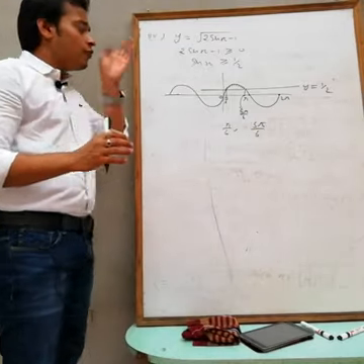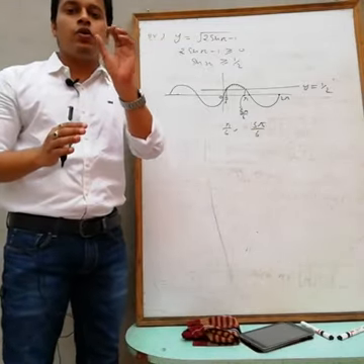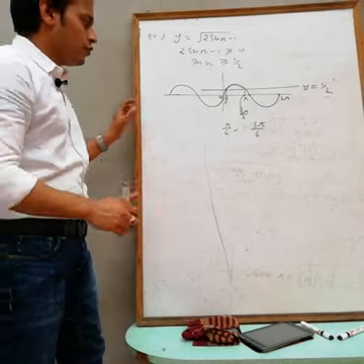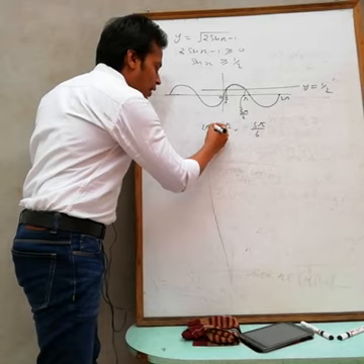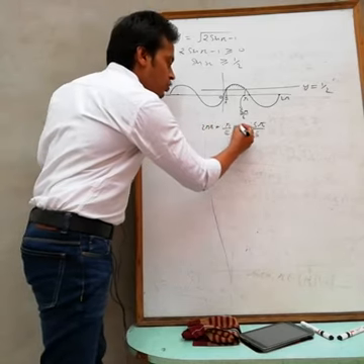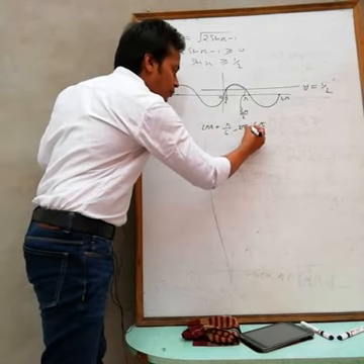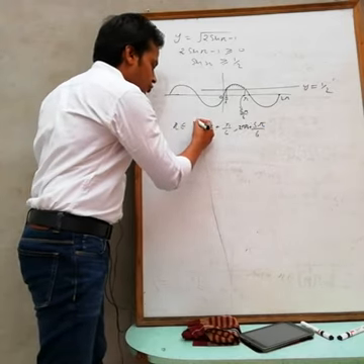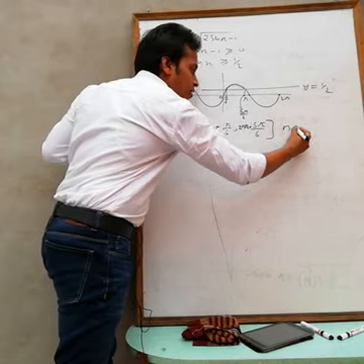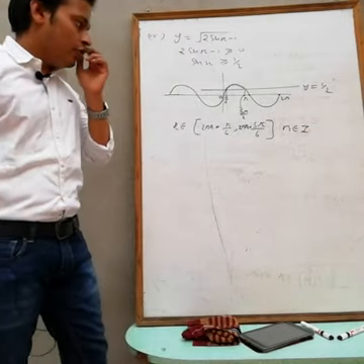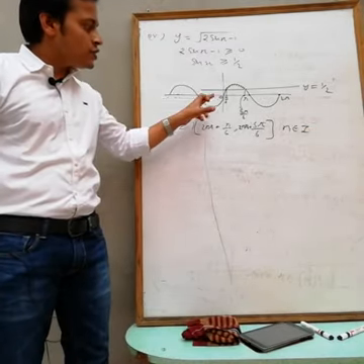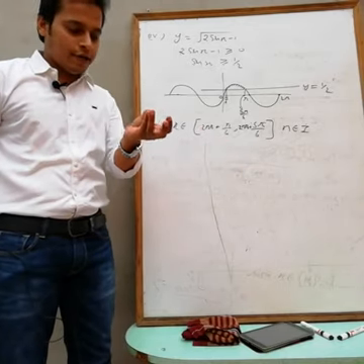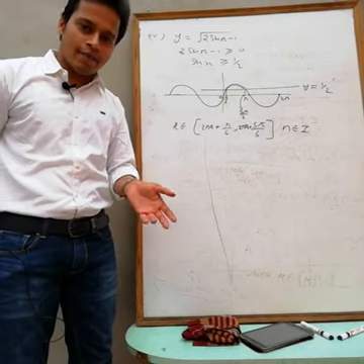Now the period of sine x is 2 pi. So add 2n pi in both. So 2n pi plus pi by 6 to 2n pi plus 5 pi by 6. This is the domain where n belongs to integers. If the period is 2 pi, then add 2n pi. If the period is pi, like tan x, cot x, then add n pi.